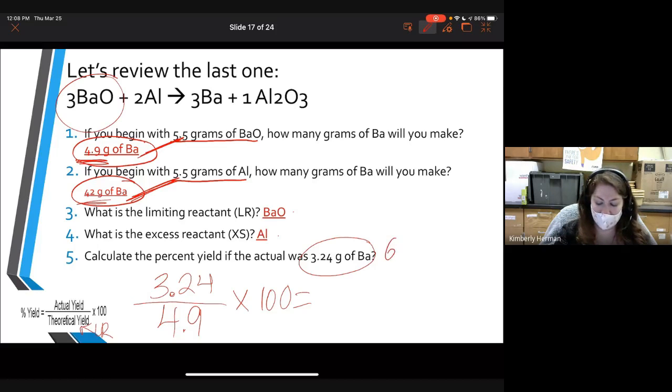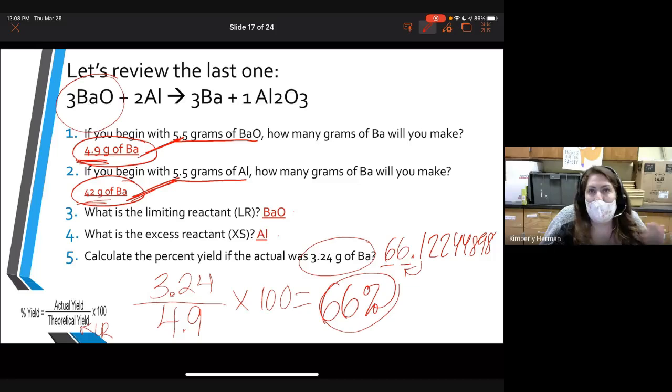So we're going to round 66.122448898 to our nearest whole number. So 1, 2, will 1 round 6 up? Nope. So we're going to have 66%. And that's not a bad yield. What that means is that your theoretical was 4.9, you made 3.24 in the lab, and you made about 66% of what you expected. The goal is perfectly at 100, but we might not get there.